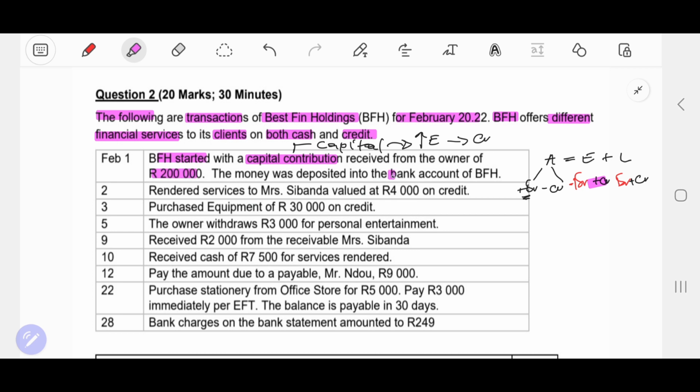The amount was deposited into the bank account. So the owner deposited funds into the business's bank account. We have already established that the capital is going to increase, but if the owner invests funds into the business, that means that the amount in the bank is also going to increase. And we just said that assets increase on the debit side. So bank, because it's an asset, is going to increase on the debit side. So this is how we are going to record.